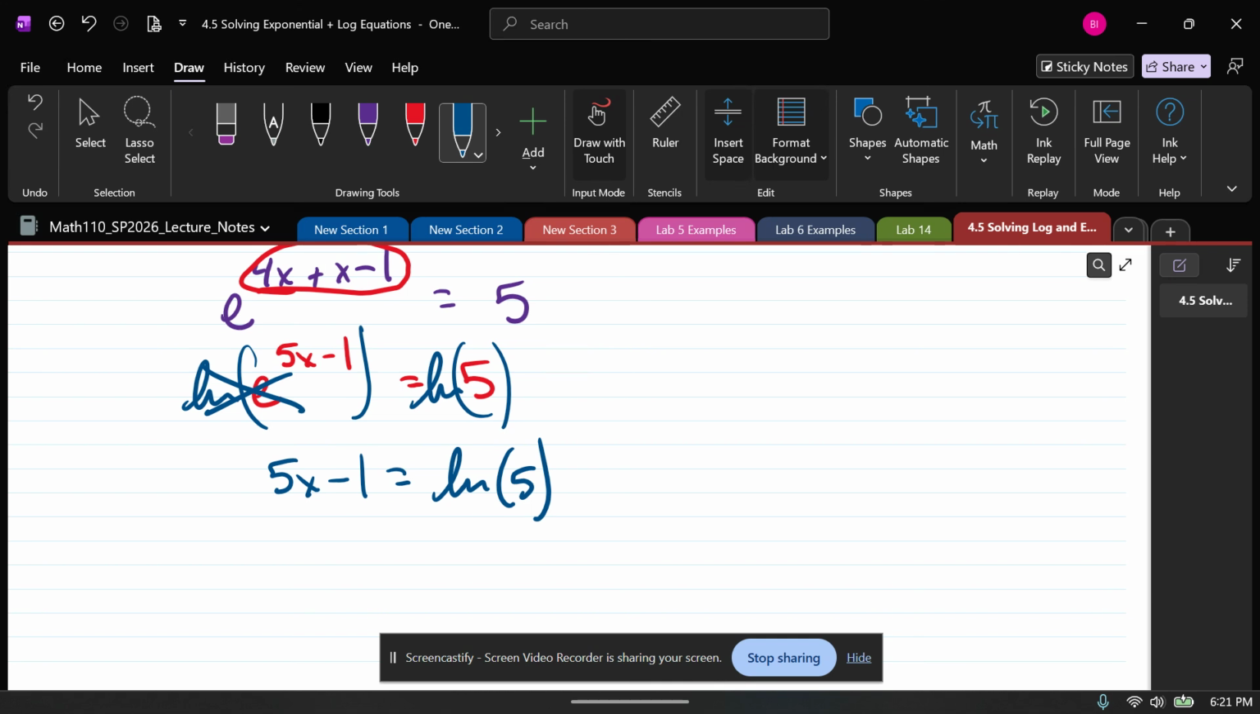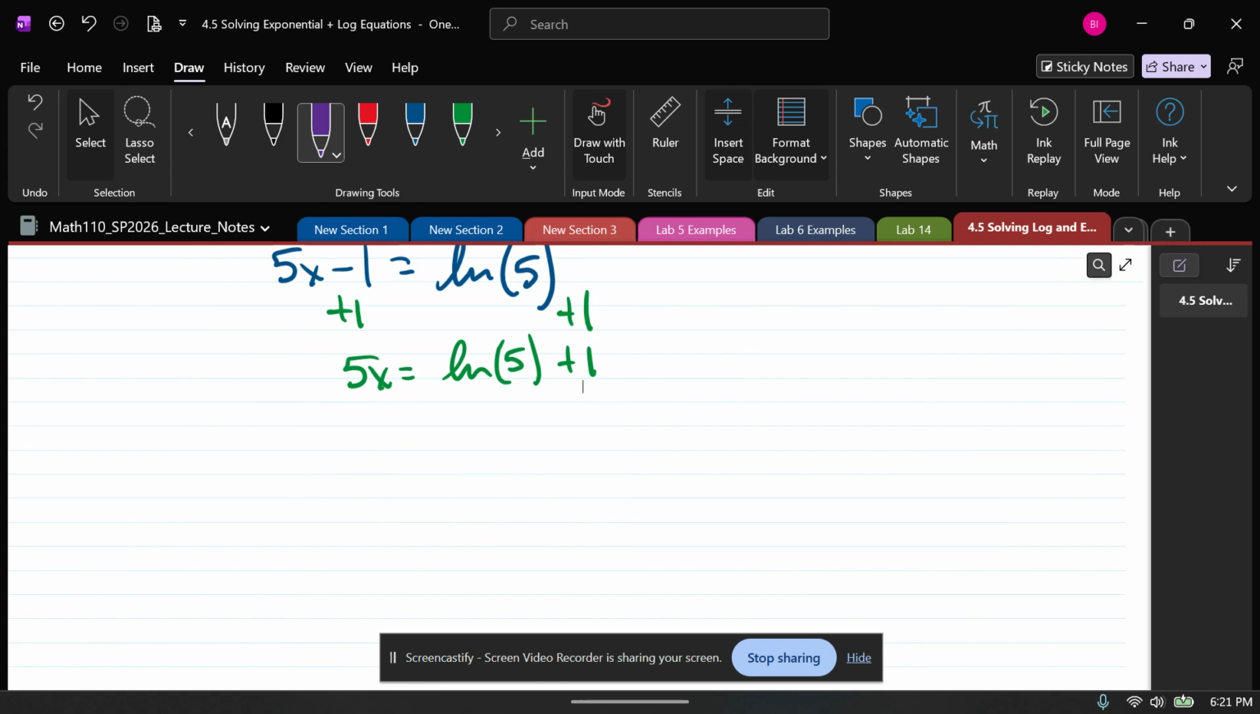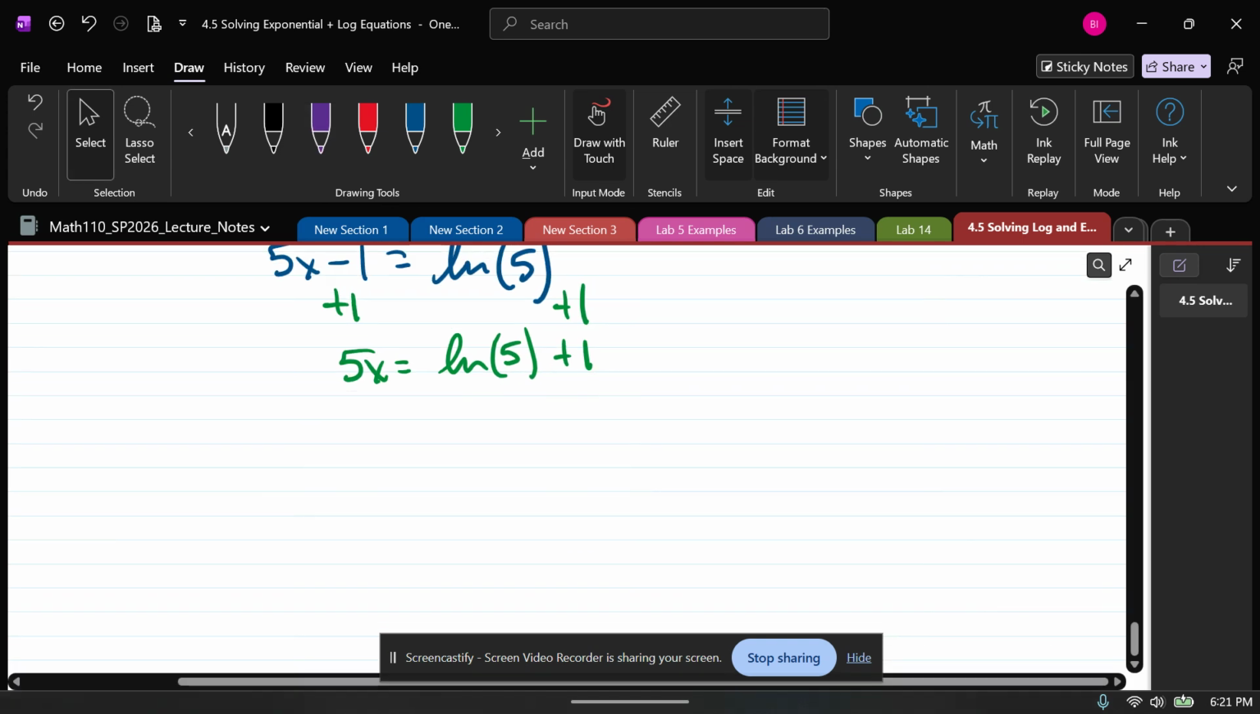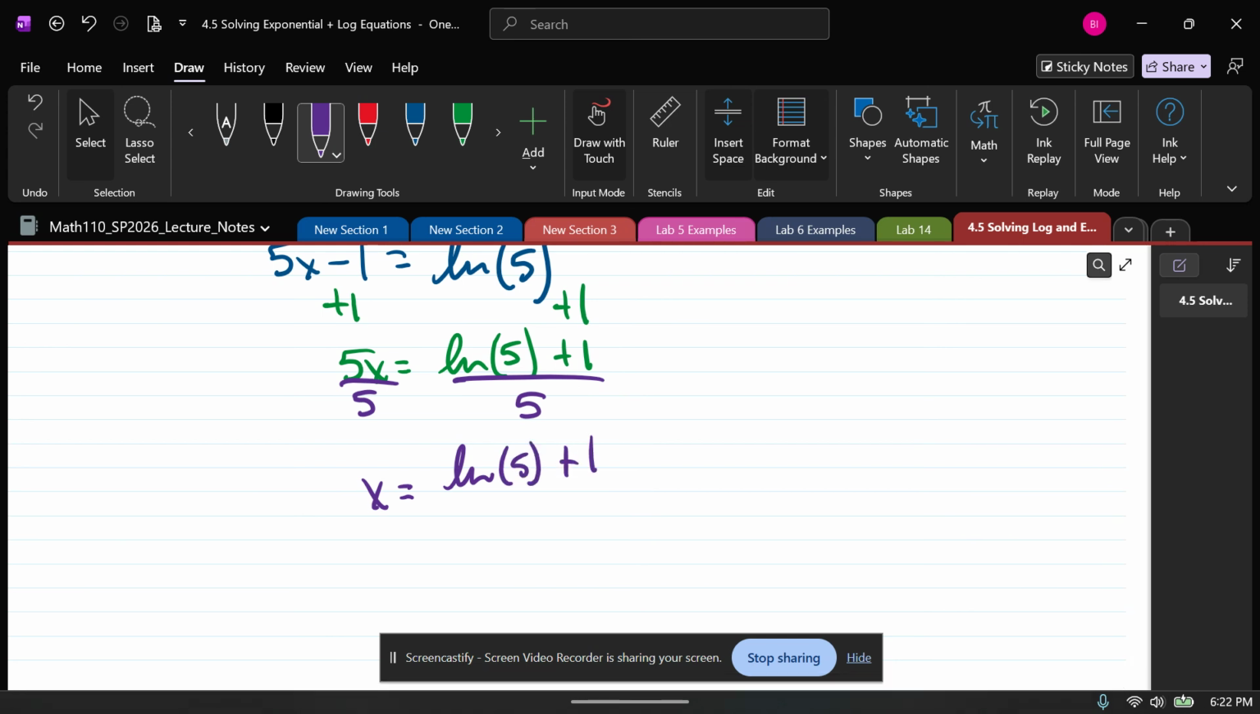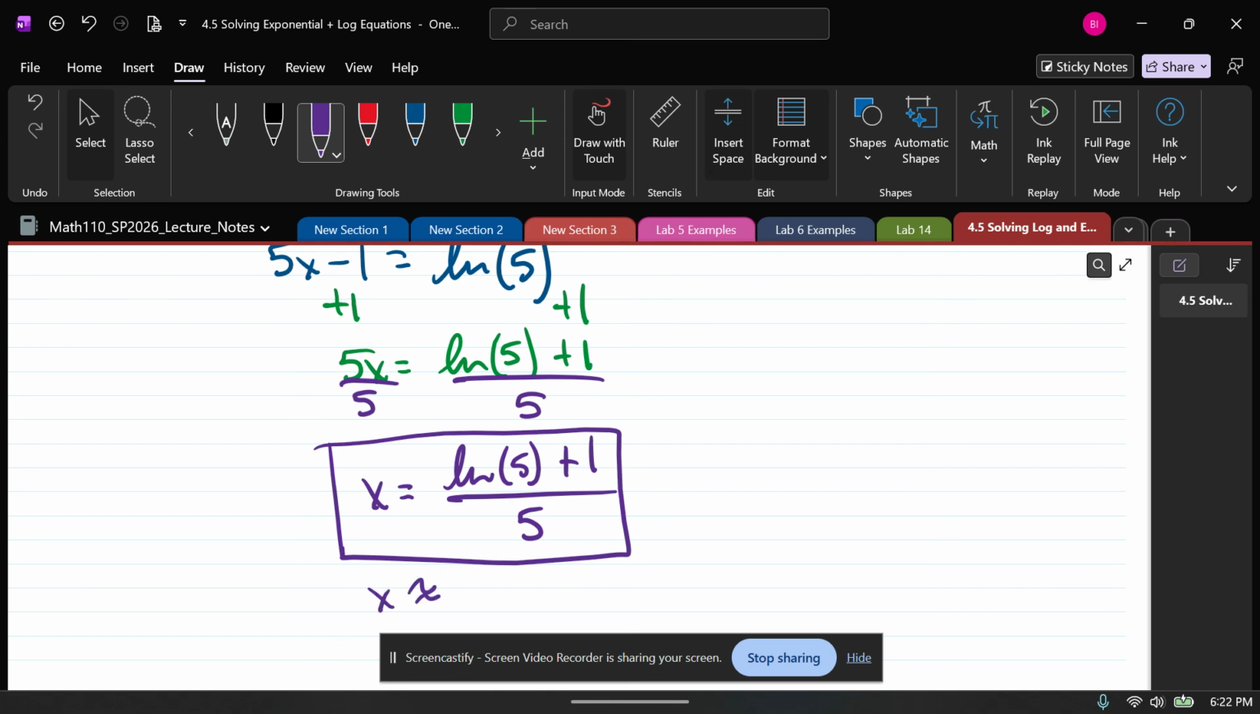All I got to do now is get x by itself. So what's my next step? Plus 1. So 5x is equal to the natural log of 5 plus 1. And then divide by 5. X is equal to the natural log of 5 plus 1, all divided by 5. That's my exact solution. Let's get a decimal approximation for that.